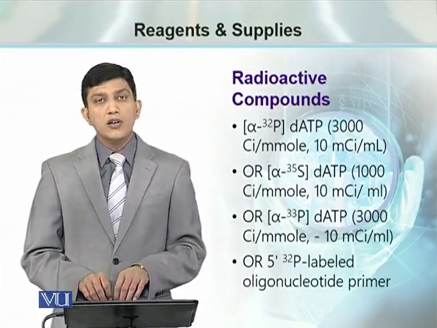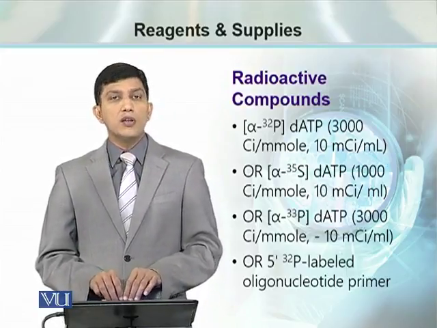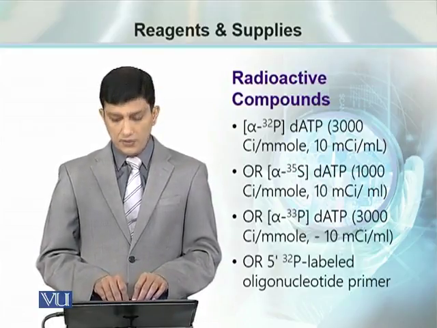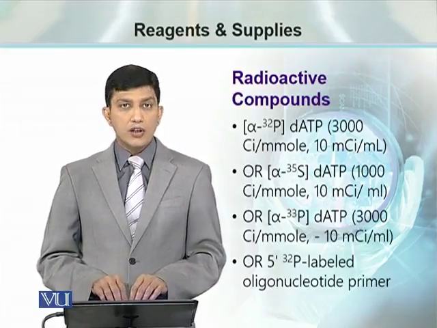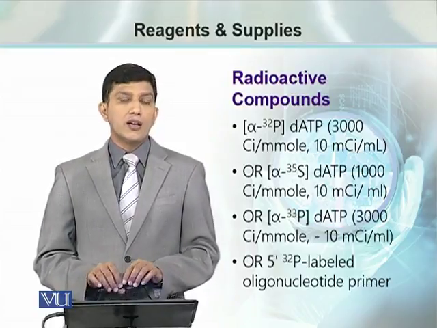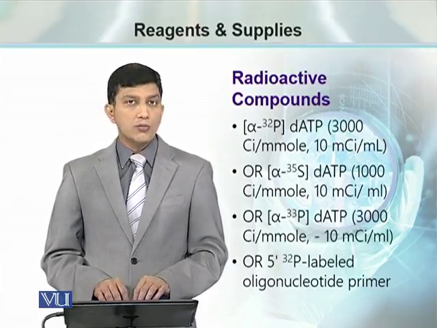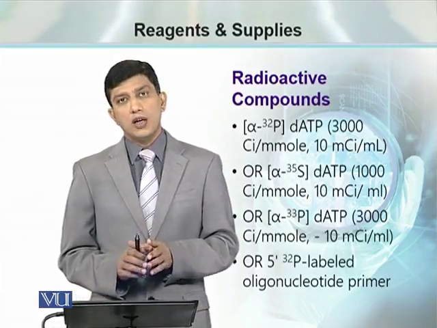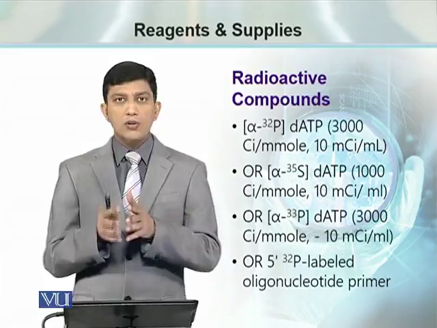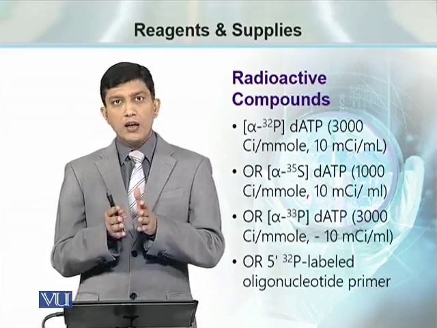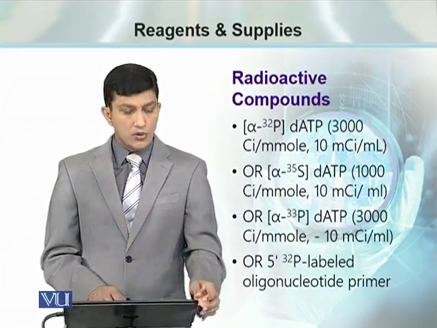Among radioactive ingredients and radioactive compounds, we will use dATP. Any one of the variants can be used: alpha 32, alpha 33 for phosphate, or alpha 35 for sulfur, or instead of using radioactive dATP, we can use the radiolabeled oligonucleotide primer. The purpose of using these radiolabeled nucleotides, like dATP, is that we can label one end of the newly synthesized DNA strand. The alternate option is we can start with radiolabeled oligonucleotide primer.